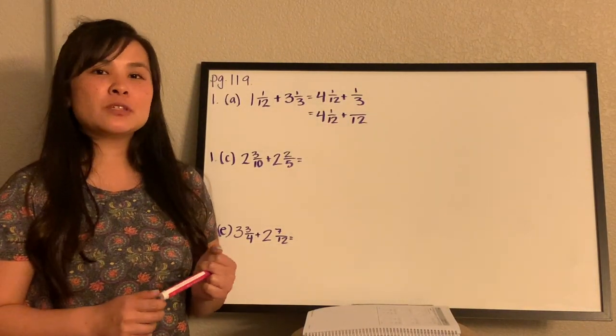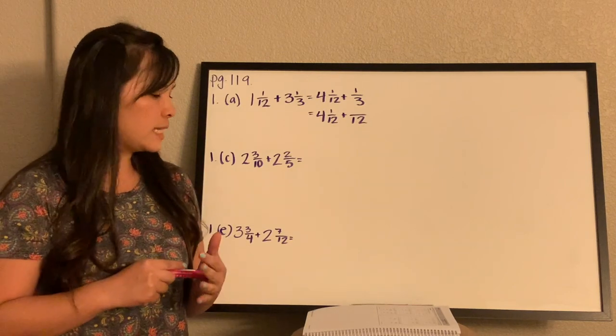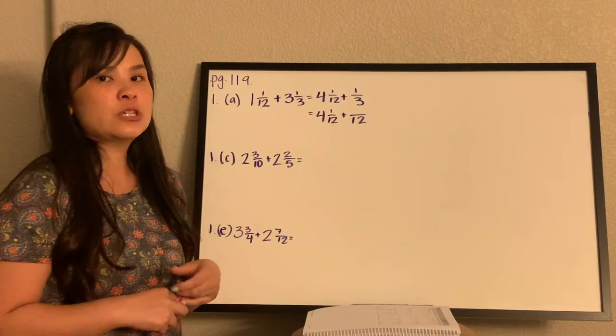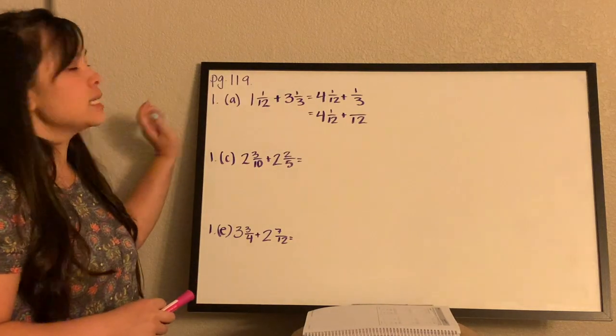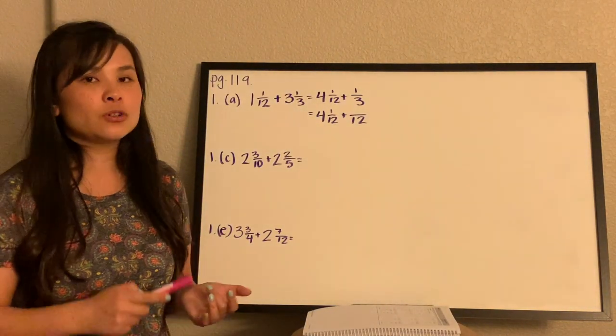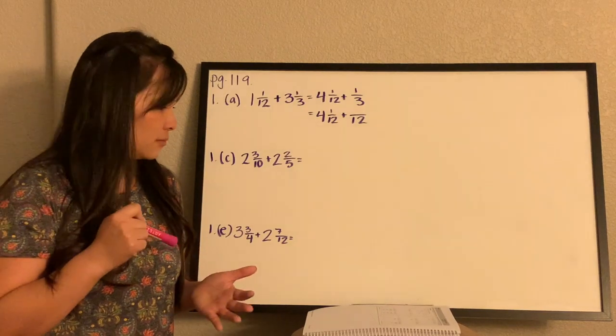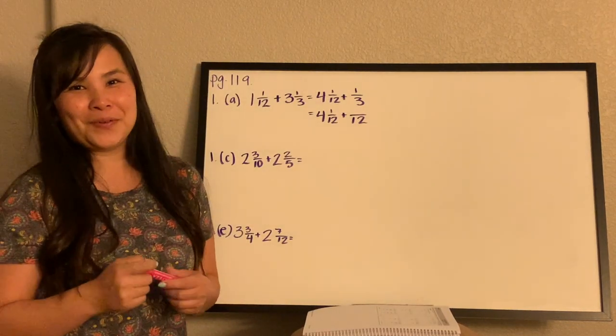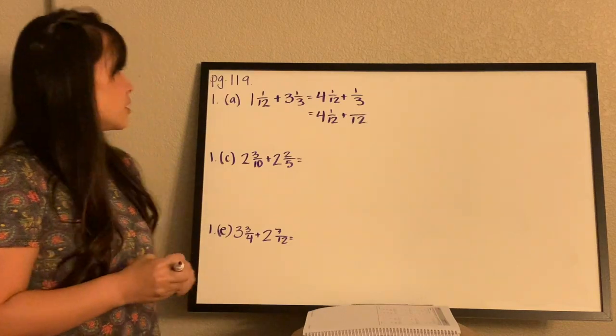Homework help. We are going to be doing pages 119 and 120 today. First, we're going to start off with page 119, number 1, A, C, and E. And I'm going to let you guys do B, D, and F on your own. Okay? All right. So let's look at number 1.